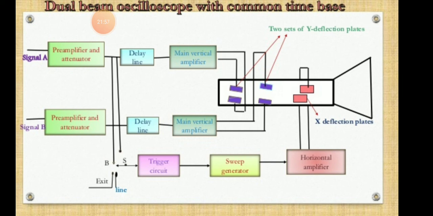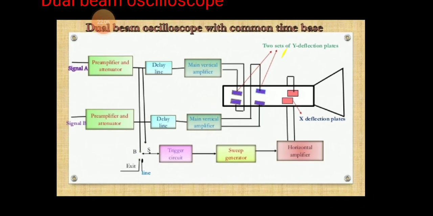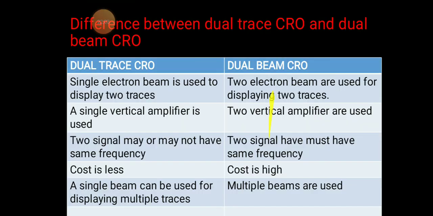So as you've seen, these are the differences, some major differences you are going to observe, between dual trace CRO and dual beam CRO.